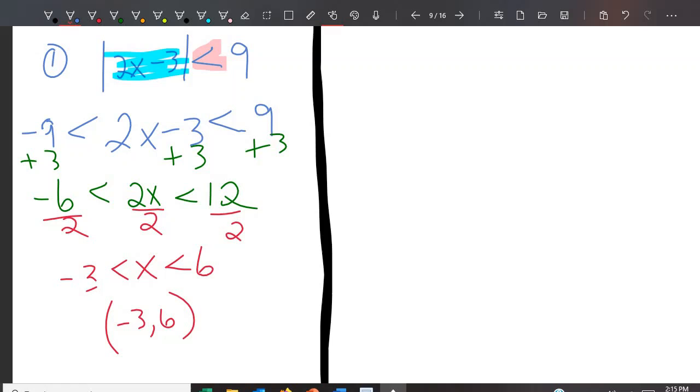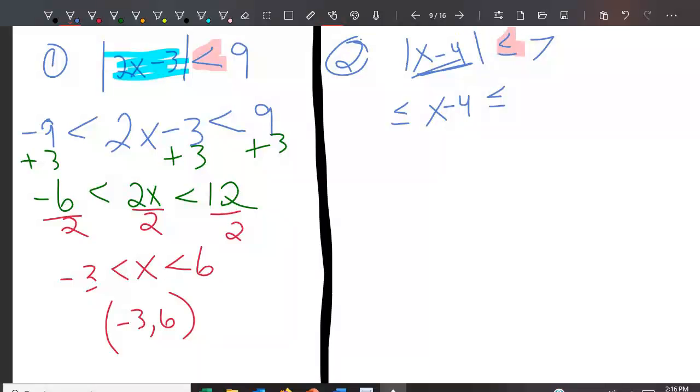Alright, let's do the absolute value of x minus 4 less than or equal to 7. So I see the less than symbol, which means my variable, my x minus 4, is going to be sandwiched in between, in this case, a positive 7 on the right and a negative 7 on the left.